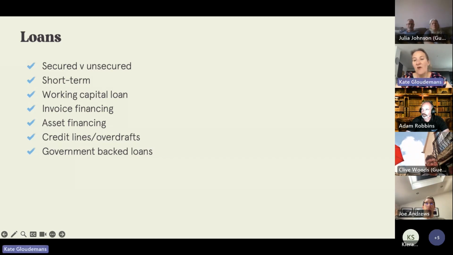The amount you borrow through invoice financing is linked to how much of your unpaid invoices you have. There's also invoice factoring, invoice discounting, all different things you can explore. Asset financing: if you need to buy assets for the business, rather than waiting until you've made enough money to make that investment, asset finance allows you to make that investment sooner rather than later, so you can start driving that business growth.